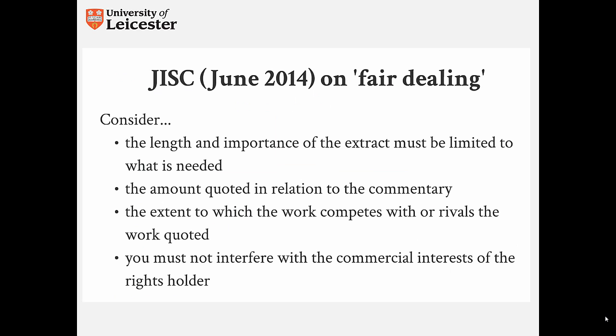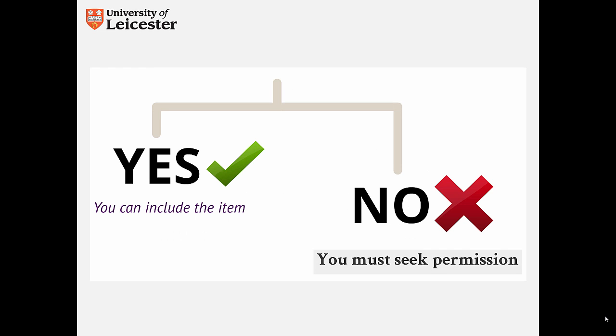JISC have provided some guidelines on what constitutes fair dealing when it comes to copyright. Important things for you to consider are that the length and importance of the extract is limited to exactly what is needed. You should consider the amount that you've quoted in relation to the commentary and criticism that you're providing. And you must make sure that you're not interfering with the commercial interests of the rights holders. If you're unsure, it is always best to seek permission just in case.